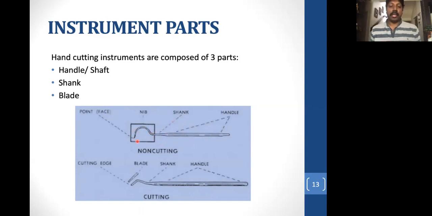Okay, in non-cutting instruments like probe, explorer, and so on, the middle portion is the handle and the shank. In cutting instruments, handle and shank are also the same. Okay, blade is divided into two parts: one is the blade part, the other is the cutting edge. You have seen a blade, a scissor blade or a shaving blade, any blade has two parts.